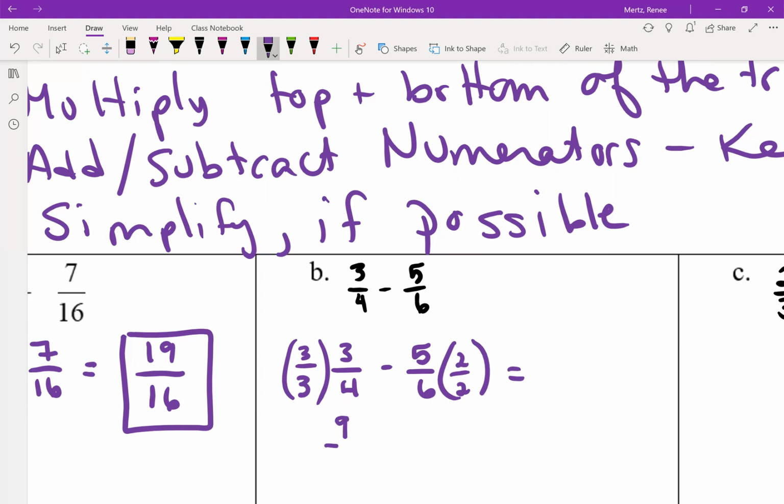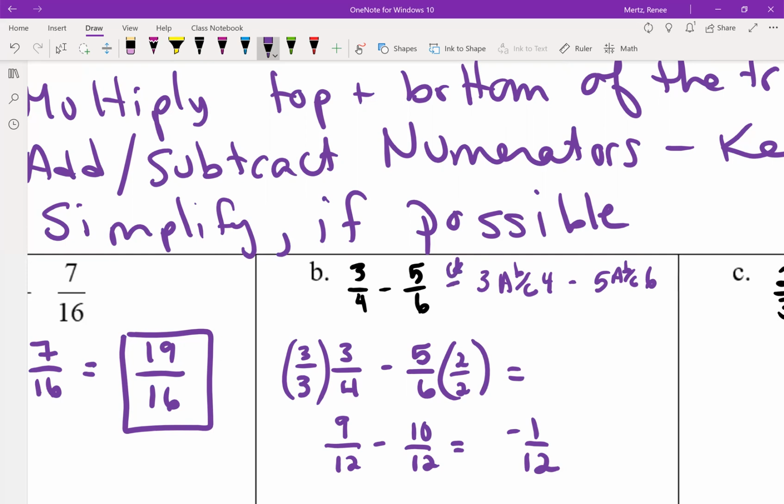So now we have 9 twelfths minus 10 twelfths is -1 twelfth. When you're using your scientific calculator, use your fraction key, or we're going to use the ABC key. So to do the math here, you would do 3 ABC 4 minus 5 ABC 6, and then hit enter, and it should tell you that the answer is -1 twelfth.